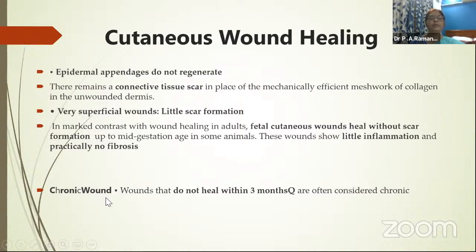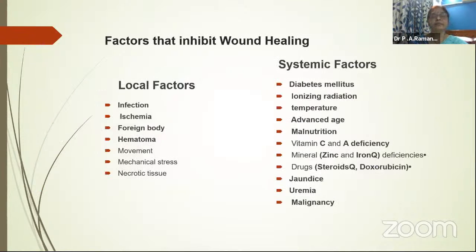Now what are chronic wounds by definition? We have seen that wounds that do not heal within 3 months are considered chronic wounds. There are so many causes why wounds do not heal. We'll consider them. These factors will make the wound chronic, and they may refuse to heal. Now we know that there are 3 phases of wound healing: the inflammatory phase, the second one the proliferative phase, and the third one the remodeling phase. So what are the factors that inhibit wound healing? We can divide them into local factors and systemic factors.